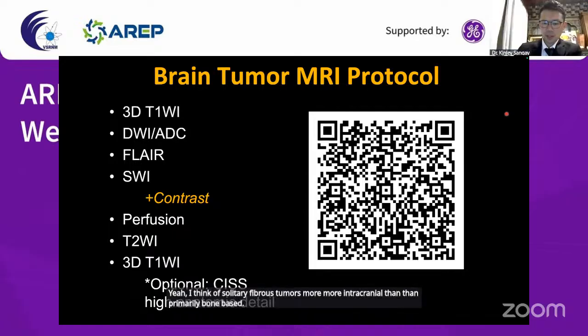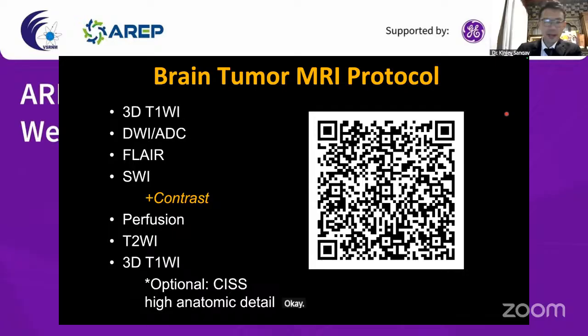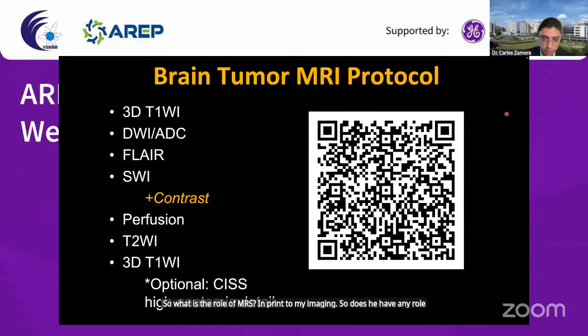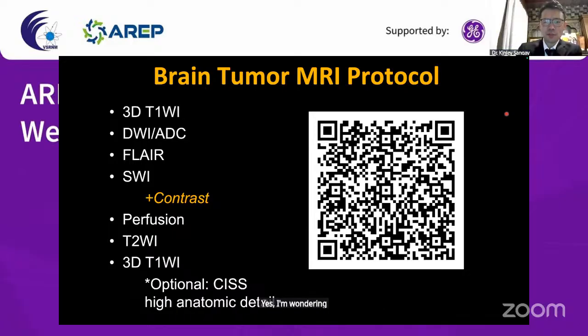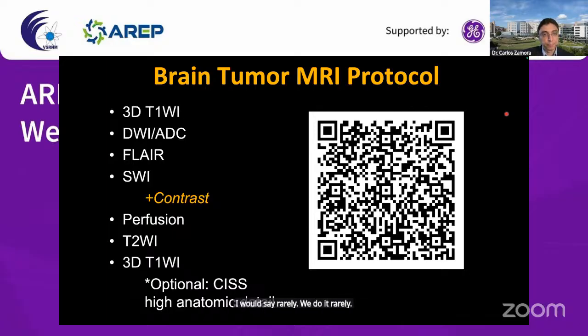Okay. I have a question from my side. What is the role of MRS in brain tumor imaging? Does it have any role? MR spectroscopy. Yes, and I'm wondering how frequently MR spectroscopy is done in the US for brain tumors. Yes. I would say rarely. We do it rarely because also there's some overlap.